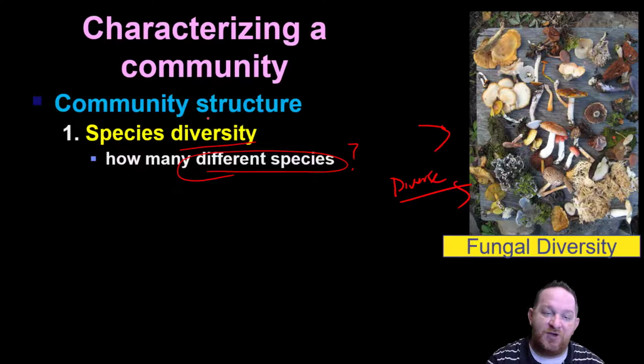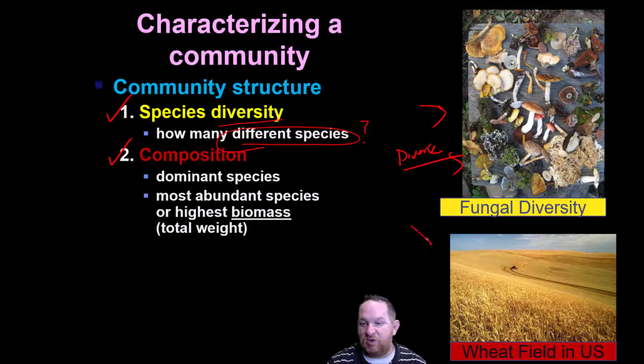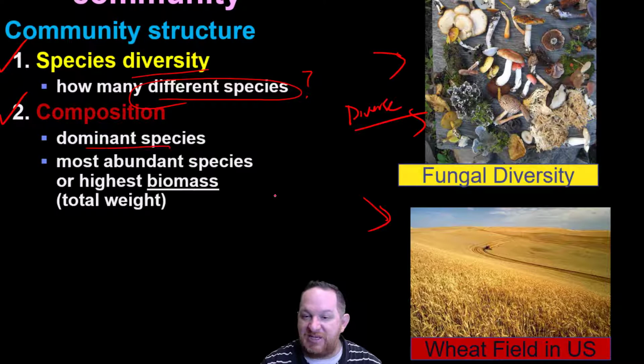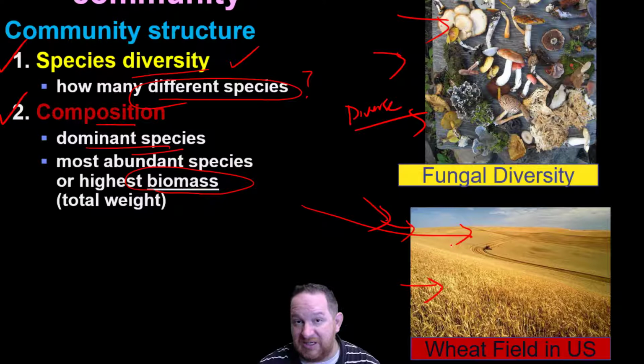We can also characterize a community by its composition, meaning what is it mostly composed of? For this community down here, a typical wheat field in the US, you can see there is a dominant species, wheat. And that is the species that has the highest biomass, right? Or mass of life. The most massive living thing in this picture, in this field, is wheat. So we can characterize a community by how diverse it is. We see a lot of diversity there. We can also characterize it by its dominant species or its composition. Here, we see one really dominant species.